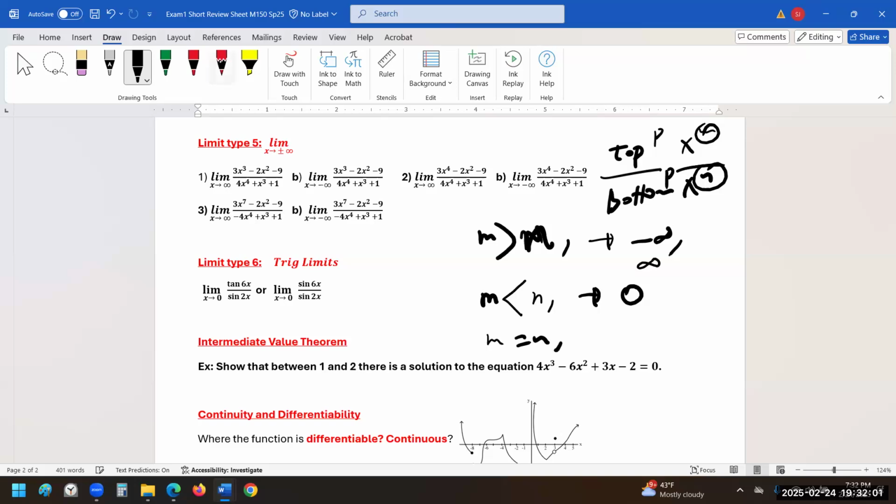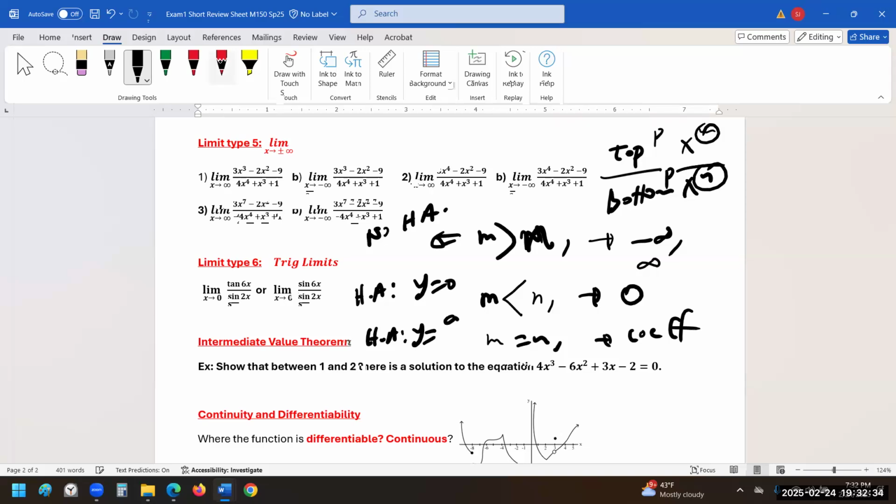And if they both are equal, it doesn't matter whatever function you have, as long as the highest powers are equal on both top and bottom, your limit is their coefficient, okay? And this is also the horizontal asymptote rules. If your top is bigger, you don't have any horizontal asymptote. If your bottom is bigger, your horizontal asymptote is always y equals 0. And if you have both top and bottom the same power, your horizontal asymptote is y equals their coefficient, a over b. If you have a over b, then it's the coefficient.